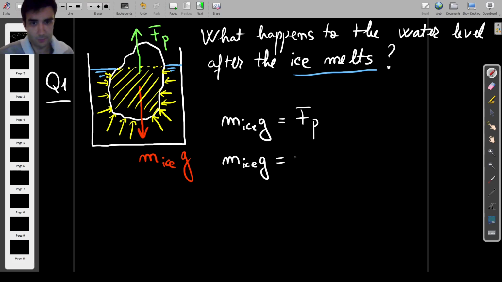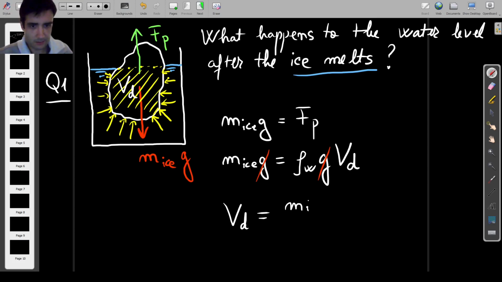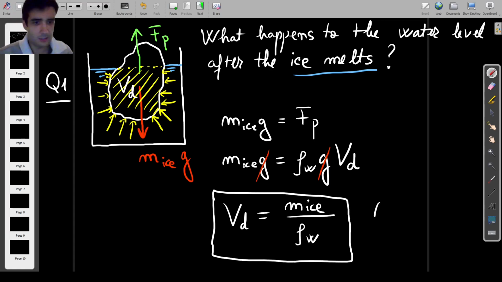Okay, so if I rewrite this, I'm gonna have the weight of the ice is equal to the weight of the displaced water, which is the density of the water times g, and times this basically yellow volume here that I called Vd. Okay, and this is the first thing that we have to find. So we can cancel out the g's, and Vd then becomes m ice over rho w, just like that. Okay, and I'll call this one equation 1. Okay, and we'll come back to this in a few moments.